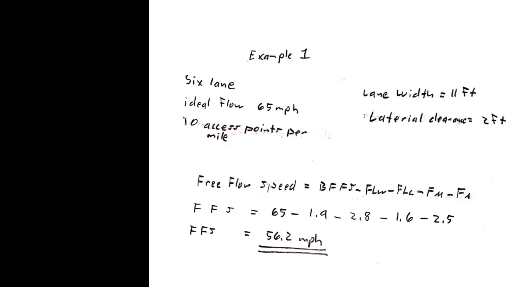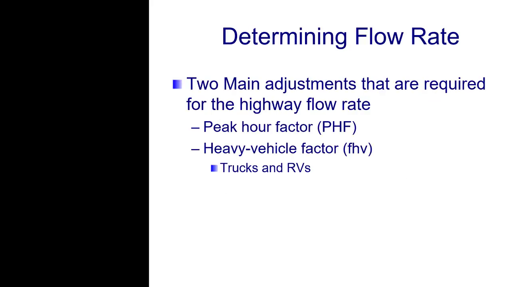Based on this, in this example, 6 lanes, the ideal flow is 65 miles per hour, and you can see the lane widths there. You're going to need to look in your book to have the values provided for you. You will not be able to calculate your FLW, your FLC, your FM, or FA without the material in the book, or they'll have to provide it for you. But in this case here, it's 56.2 miles per hour.